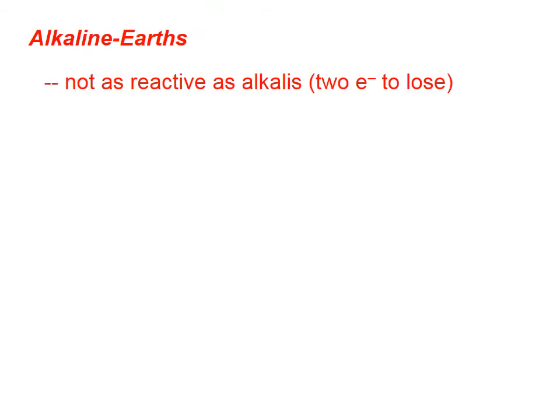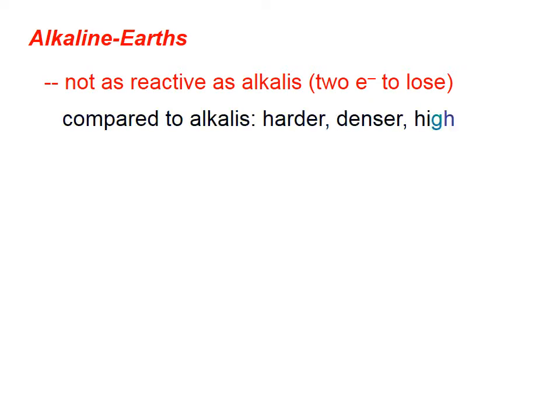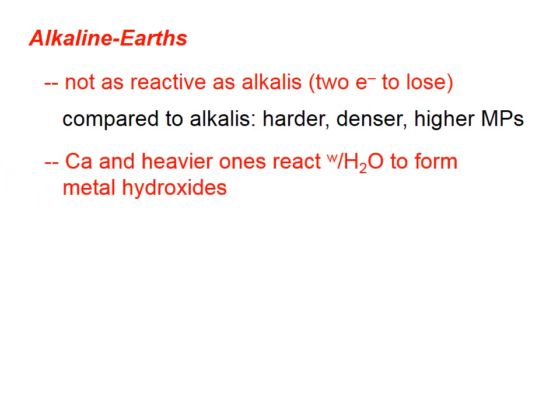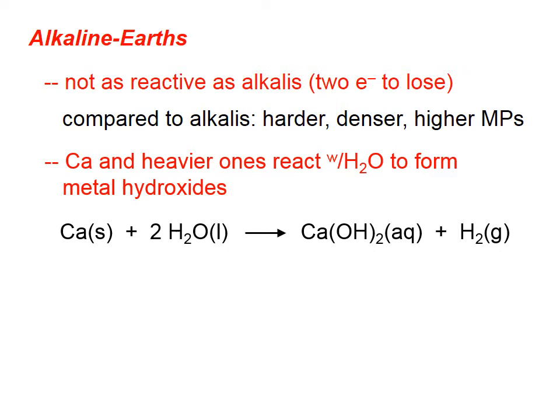The alkaline earths are not as reactive as the alkalis. They have 2 electrons to lose instead of just the one that the alkalis have. Compared to the alkalis, they are harder, denser, and they have higher melting points. Calcium and the heavier alkaline earths react with water to form metal hydroxides and hydrogen, and here's an example equation of that.